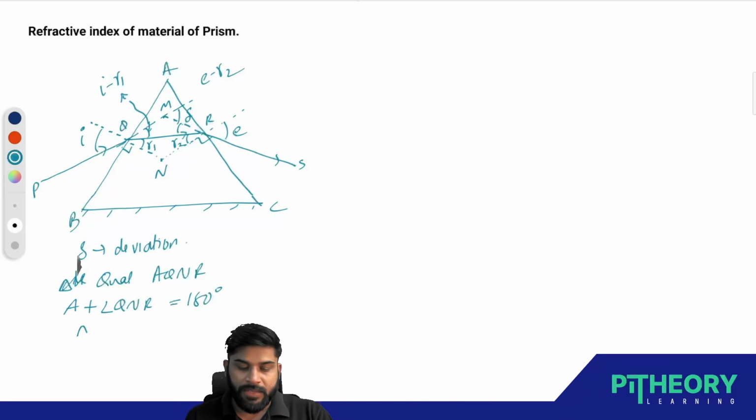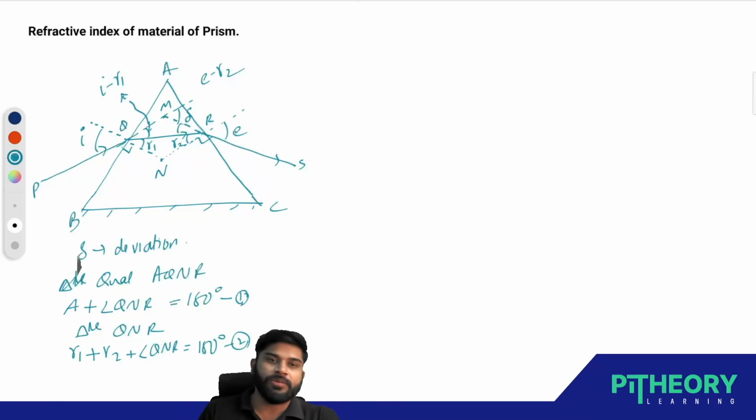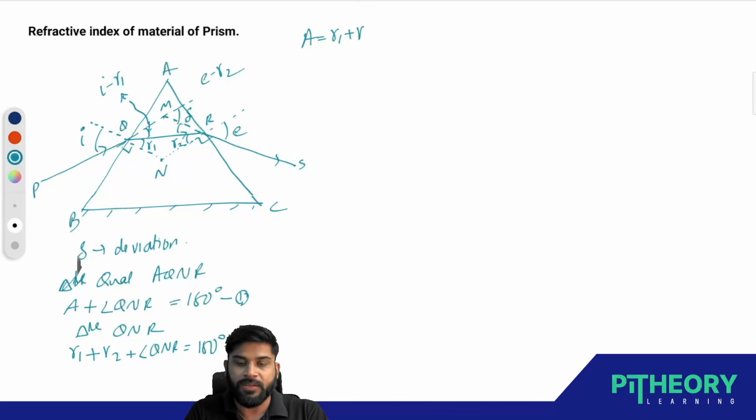At the same time, consider the triangle QNR. In triangle QNR, R1 plus R2 plus angle QNR will also be 180 degrees, since the sum of three angles in a triangle is 180 degrees. So if I consider these two equations, number 1 and 2, angle QNR is common and the right-hand side is also the same. So very clearly you can write A is equal to R1 plus R2. This is one relation that we can use. Equation number 3, I'm going to mark here.